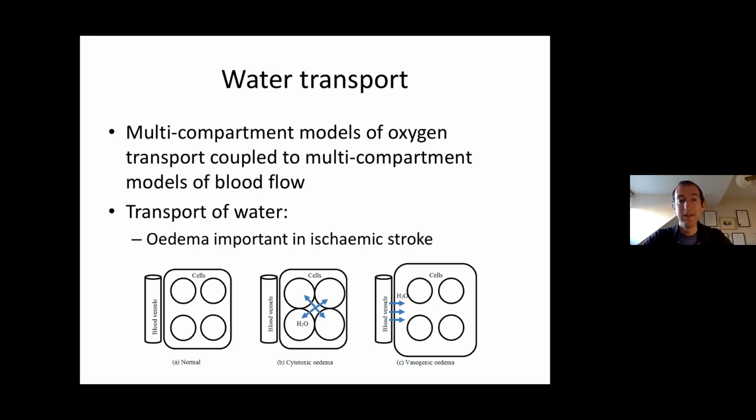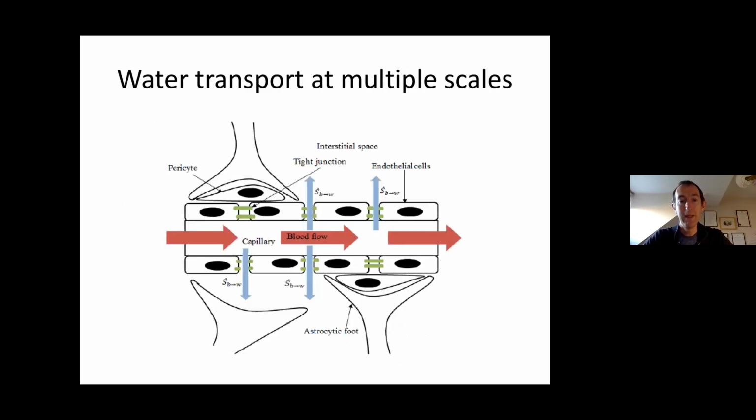So this is something that we're working on at the moment, and I have another graduate student looking at multi-compartment models of oxygen transport coupled to multi-compartment models of blood flow, and then coupling that to edema and looking at water moving across the blood-brain barrier and leading to swelling either in the intracellular space or the extracellular space. But again, it's all based upon these very simple models at a very small scale. So here's just a single capillary vessel.